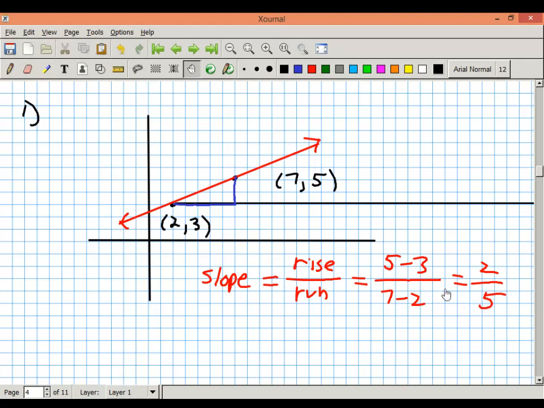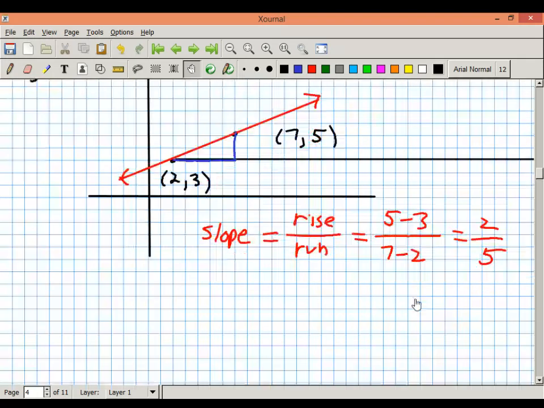Notice that it's a positive slope and the line rises to the right. We'll talk more about that here in a few minutes. So a positive slope line rises to the right.